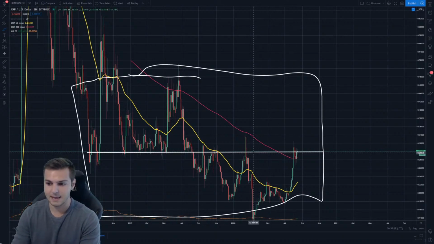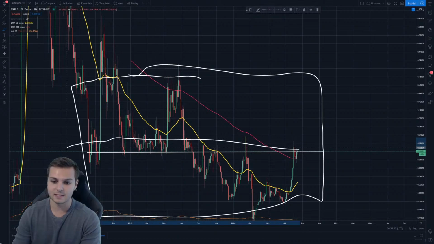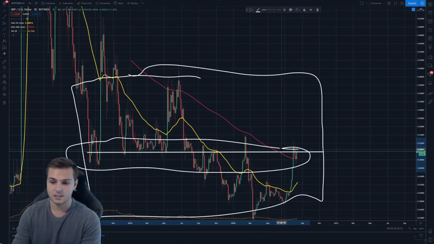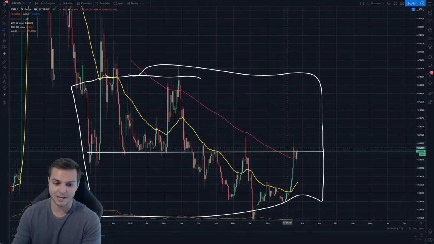Now, again, that's a big if. It's at a very, very significant part of its history. It's been almost 2 to 3 years in the making. So we'll see if this can break, and if it can, I fully expect XRP to have a royal ripping.